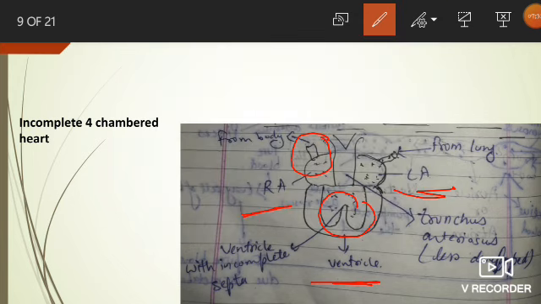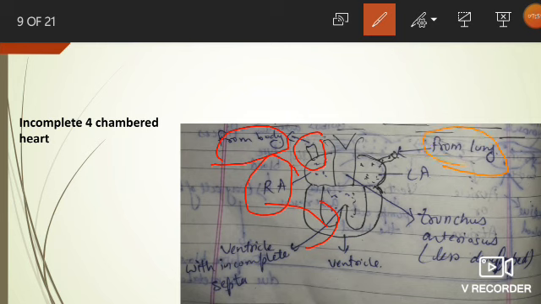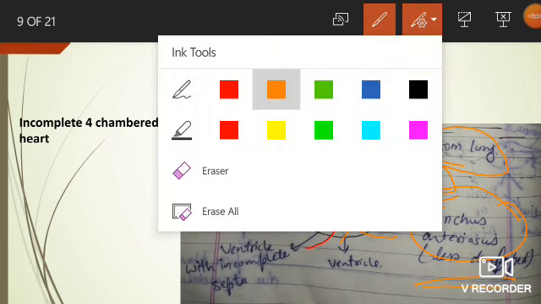Now we will see the circulation. The impure blood from the body is collected by the sinus venosus. After the sinus venosus, the blood will go to the right atrium, and after the right atrium the blood will go to the ventricle, and the pure blood from the lungs will be received by the left atrium, and the pure blood after the left atrium will go to the ventricle. In the ventricle there is mixed blood, and this mixed blood will go to the whole body with the help of the truncus arteriosus. But in the incomplete four-chambered heart, the truncus arteriosus is less developed.